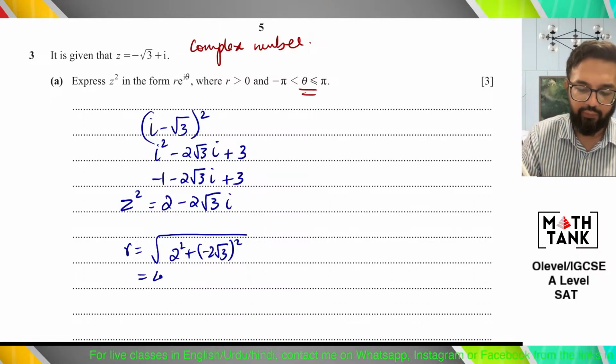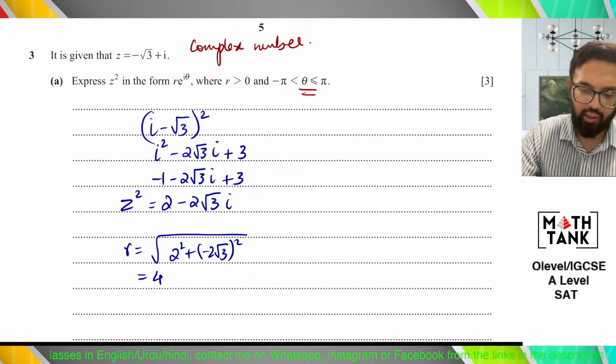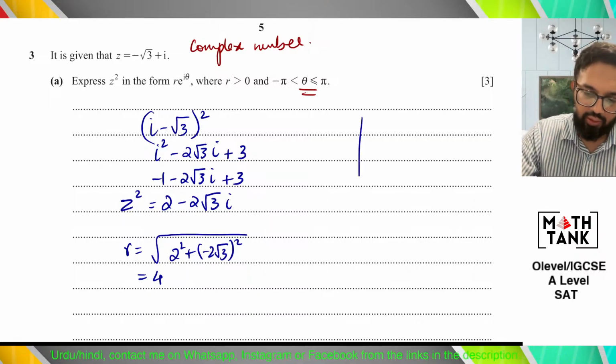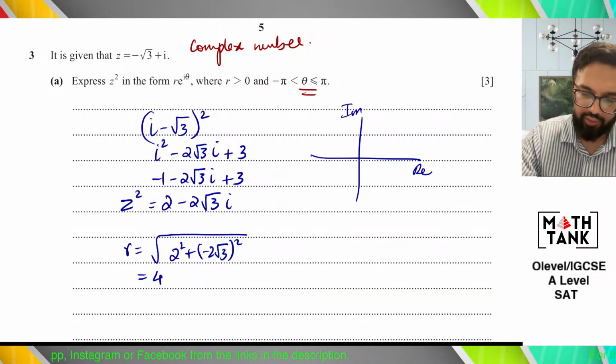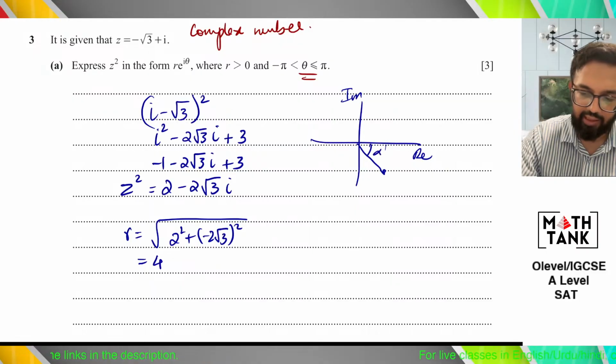Root of 16 is 4. And what quadrant is this in? Real is here, imaginary is here. The real is positive, imaginary is negative, so it's in the negative quadrant. Let me first find its alpha. Alpha is tan inverse of b over a.